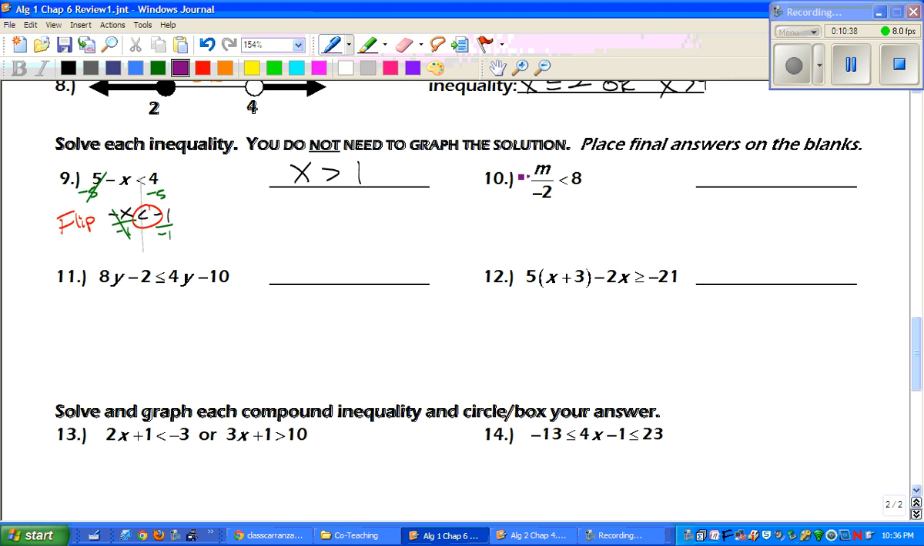Alright, number 10, it's division. So to get rid of division, we need to multiply. You multiplied by a negative, so you have to flip the sign. M is greater than -16.